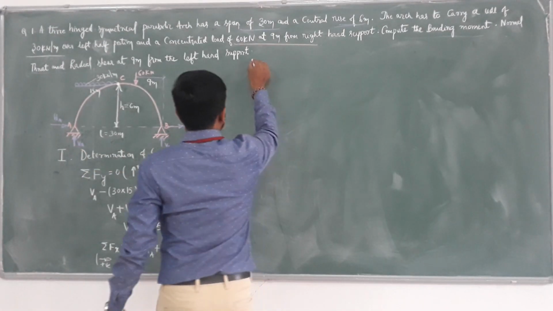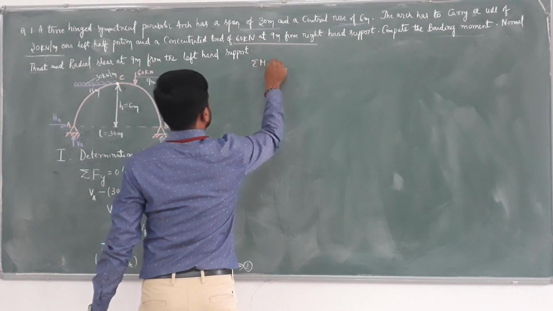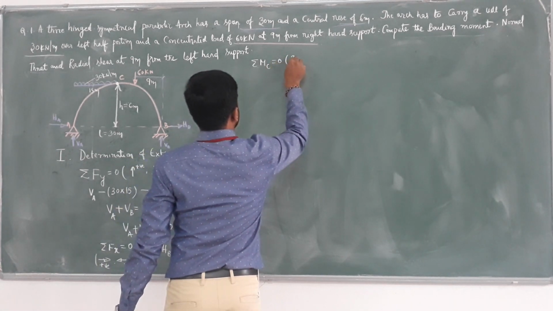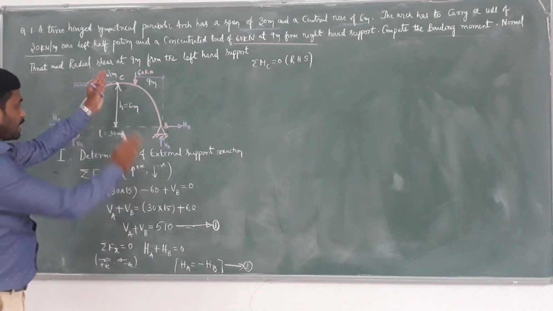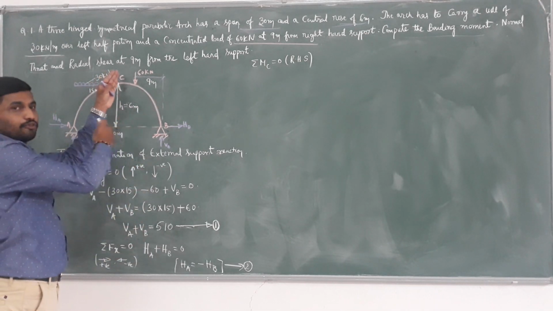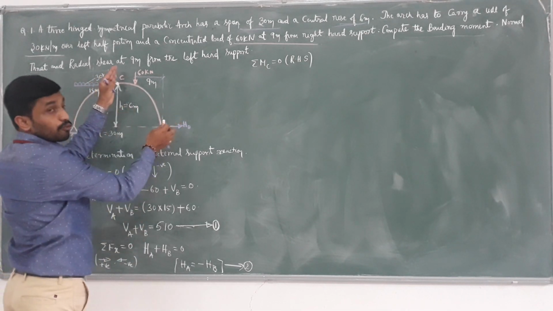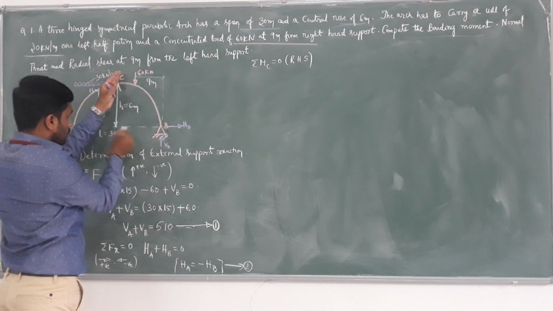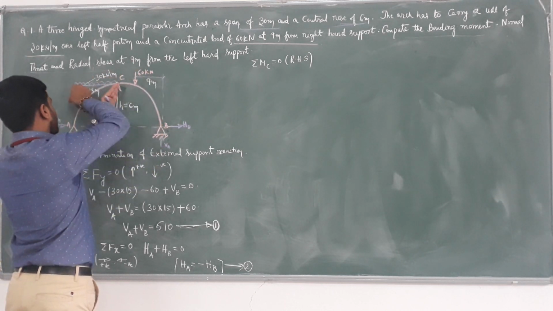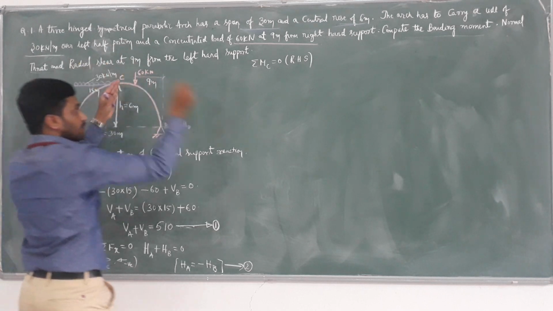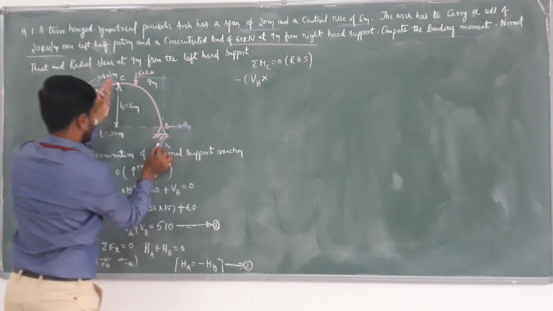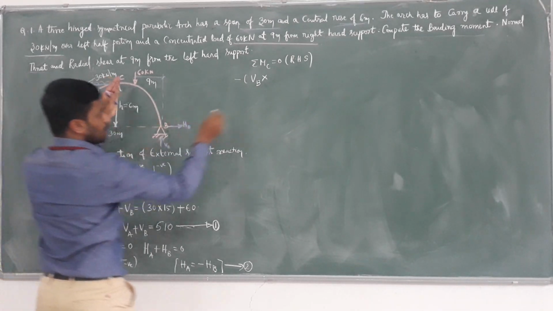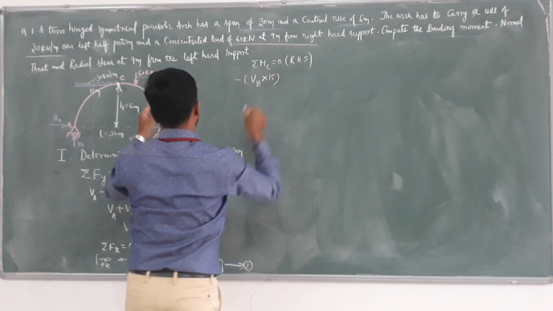Now, in this problem, I am taking sigma moment at C equals 0 on the right hand side, only considering the right hand side. If you consider this right hand side, what are we getting? This VB moving in this direction is rotating in anti-clockwise direction. Therefore, minus VB into the perpendicular distance, 15 meters. Minus VB into 15.